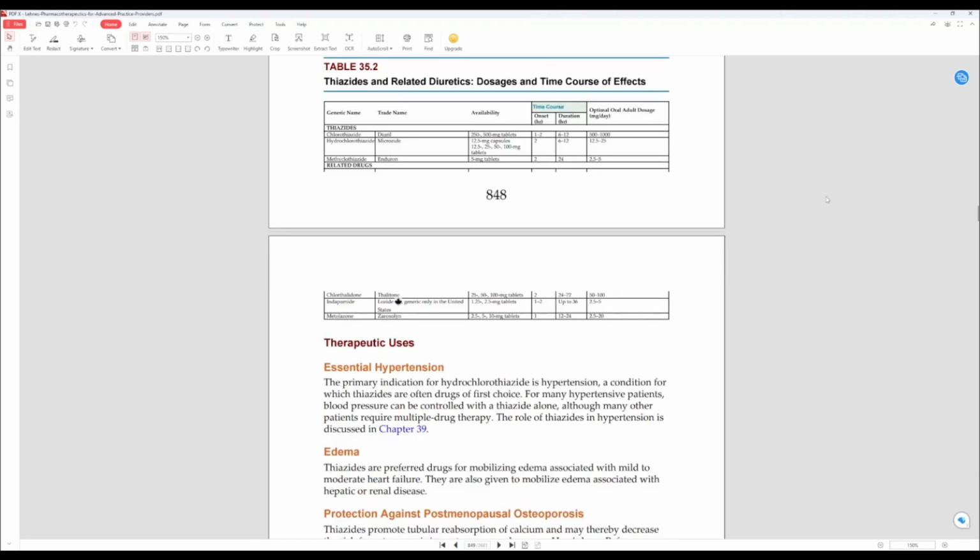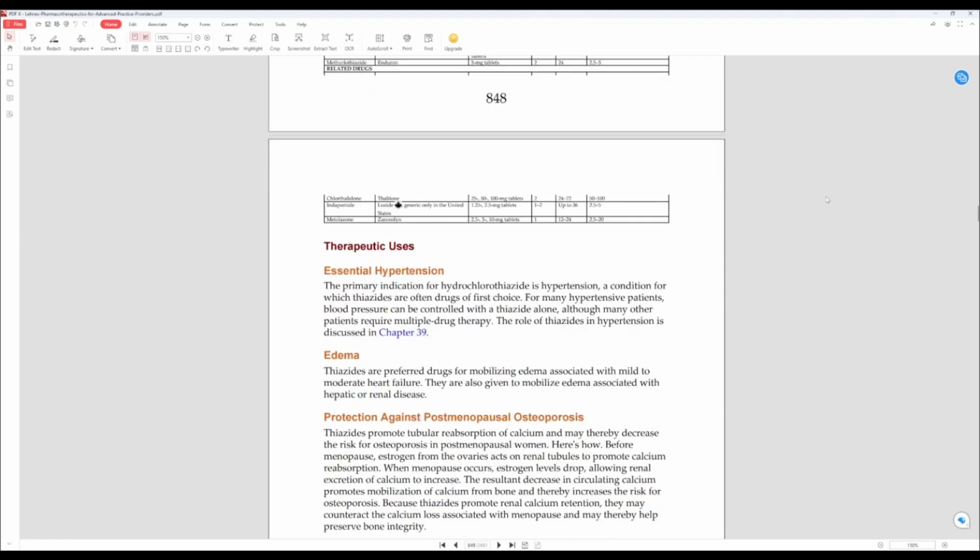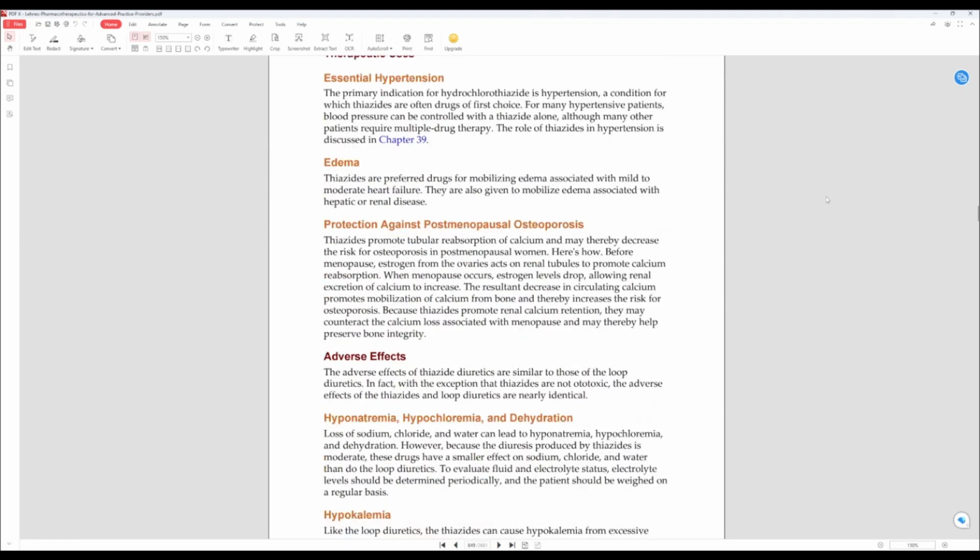Its therapeutic use, therefore. Hydrochlorothiazide is essential in the treatment of hypertension. The primary indication for hydrochlorothiazide is hypertension, a condition in which the thiazides are often drugs of first choice.